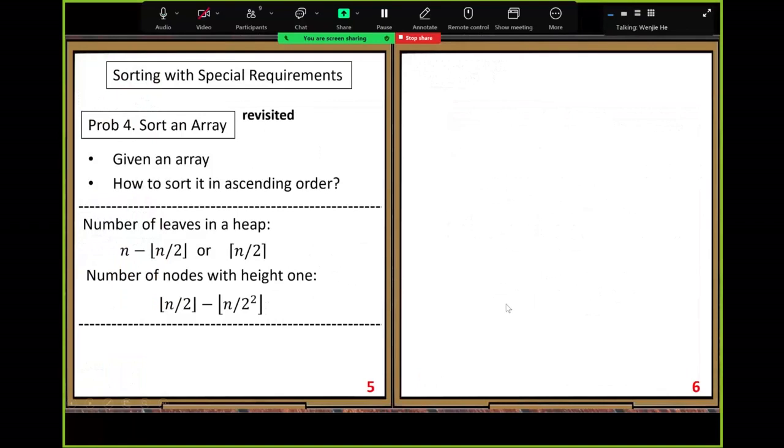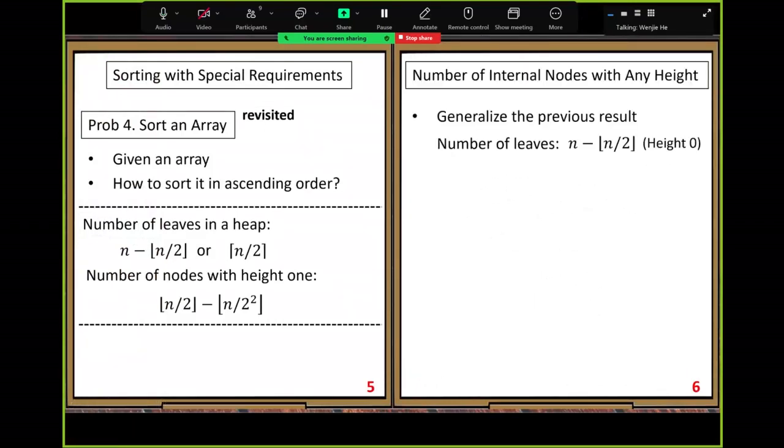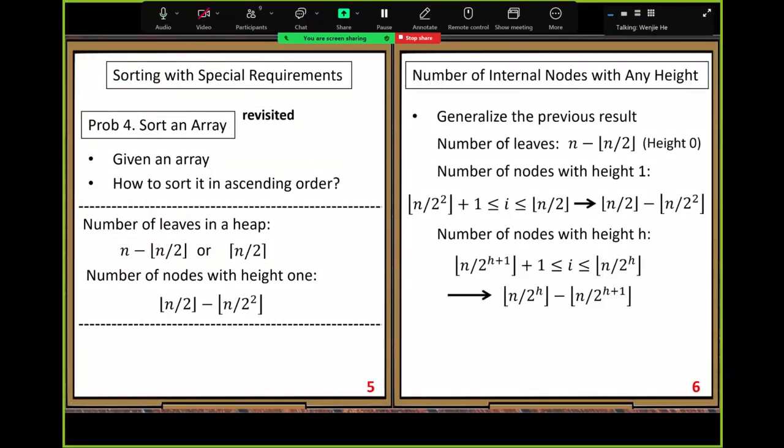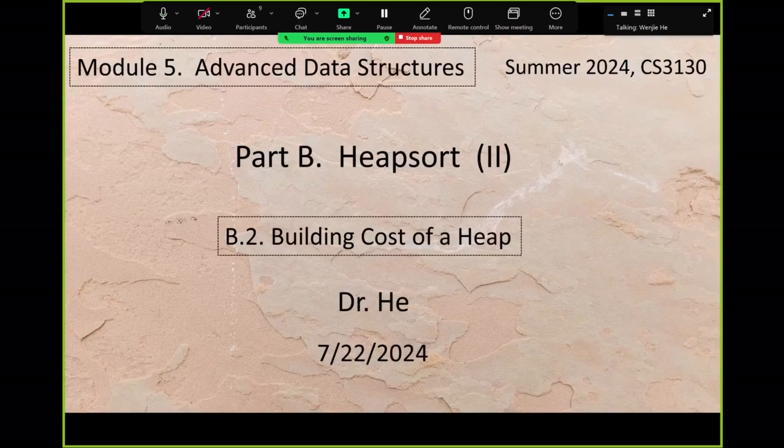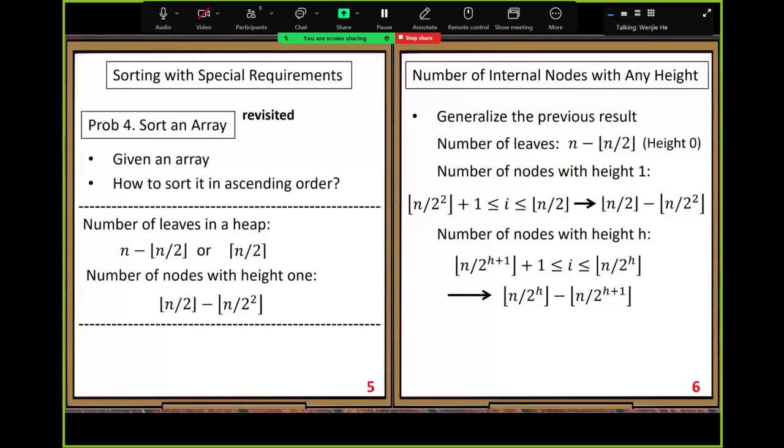Otherwise, you may not know what we are doing here. Before this slide, let me recall our current situation, what we are doing right now. We just developed these formulas. So what are these formulas?